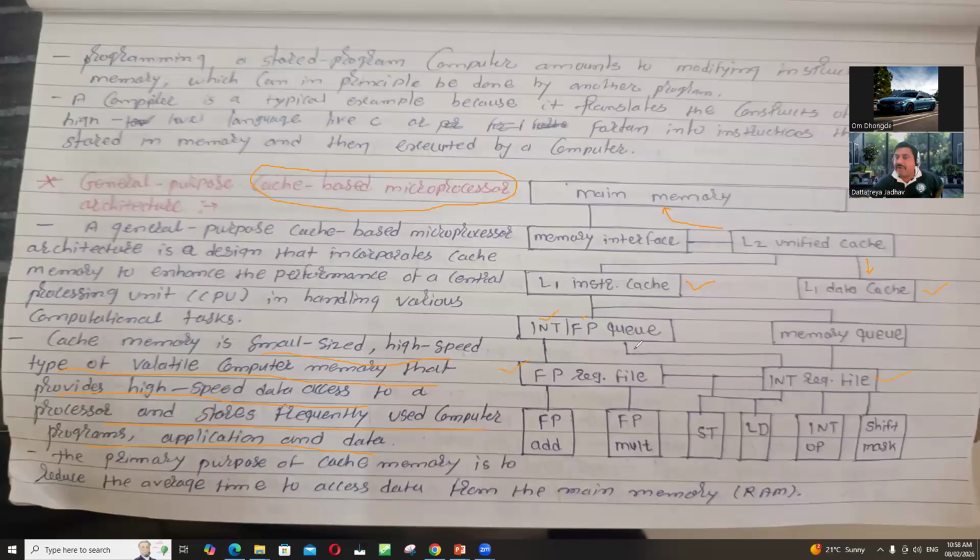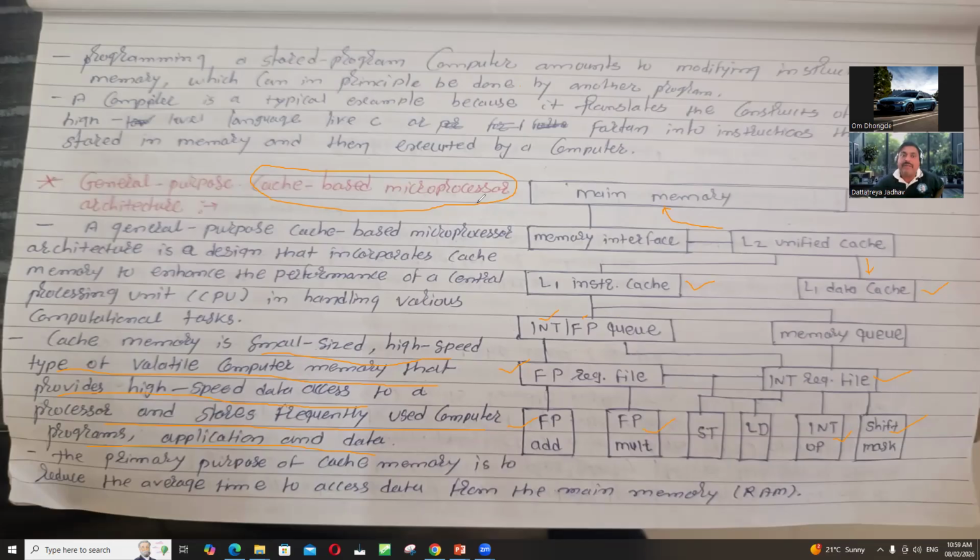And both work simultaneously. Just look, these work simultaneously. Addition of floating point is done here simultaneously. Integer operation is also done here simultaneously. Shifting of data is also done here simultaneously. Floating point multiplication is also done simultaneously. So a number of instructions are executed simultaneously. That is the difference between the working of a single CPU architecture and a cache-based microprocessor.